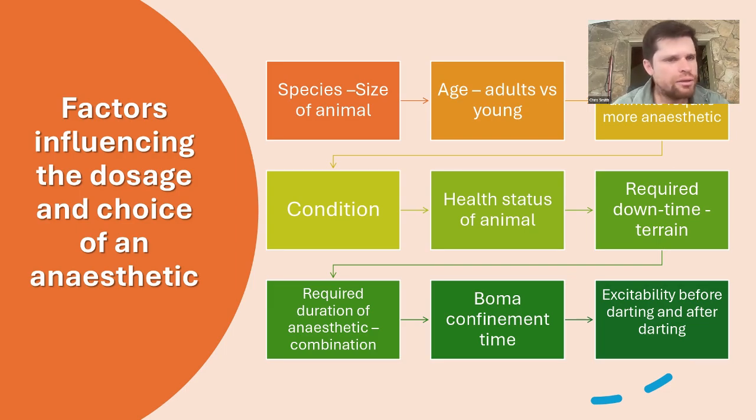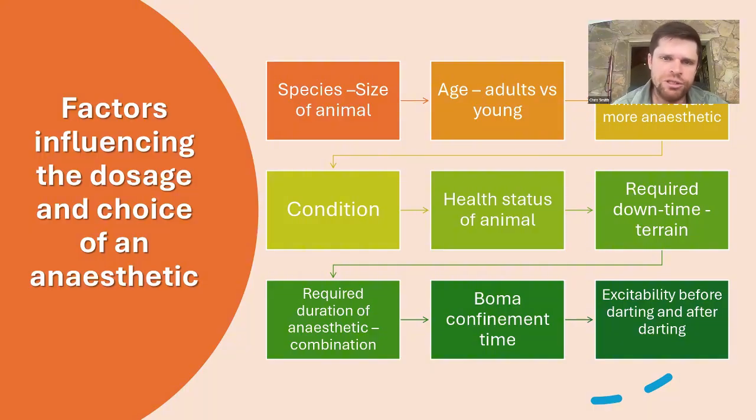So when you're deciding on your immobilization and your choice of anesthetic, there's obviously quite a lot that you need to take into account beforehand. So obviously the species. Are you working with a buffalo? Are you working with a giraffe? Are you working with impala or a dacre? The size of the animal is what we're trying to aim for there, so that will, like we said earlier, help with the dart size selection.